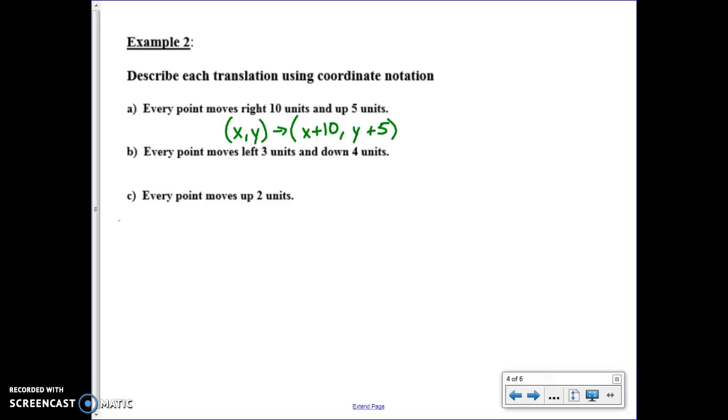Every point moves left 3 units and down 4 units. So we start with x, y, and left 3 means we're going to subtract 3, and down 4 means we're going to subtract 4 from y. Every point moves up 2 units. So we start with x, y again. Now, it doesn't tell us to move left or right, so that means we're going to have x plus 0, or just x. And then we're going to move up 2 units. So y plus 2 is up 2 units.